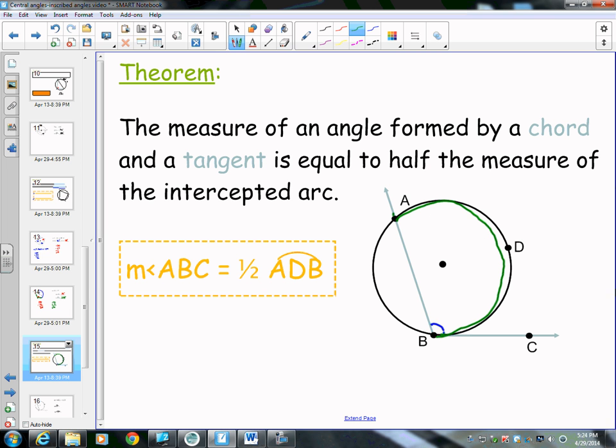So let's give some examples. Let's make up a number. How about, I don't know, 300. Let's say that the arc ADB is 300 degrees. What would the angle measure be? Well, if the arc is 300, we have to divide the arc by 2. So 300 divided by 2 is 150 degrees. So this angle would be 150.